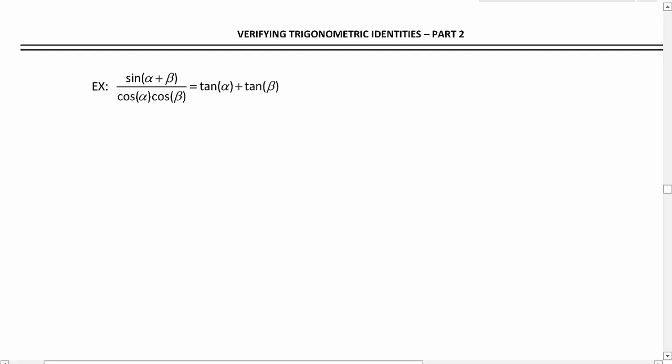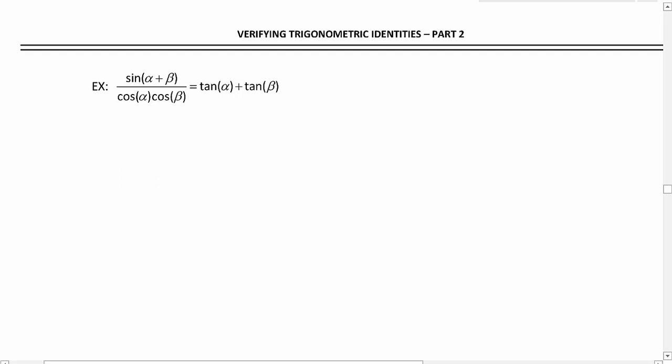Well, I always like to think about what has to happen algebraically to get from one side to the other. I'd be inclined to start with the left side because the argument in the numerator of the left side is alpha plus beta. I typically start on the side with the more complicated argument. And algebraically, we're going from a single fraction to 2 terms that aren't fractions.